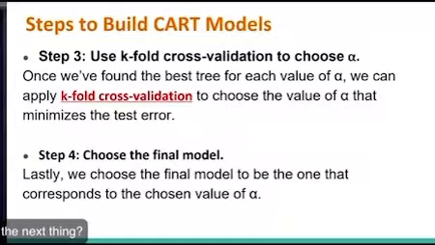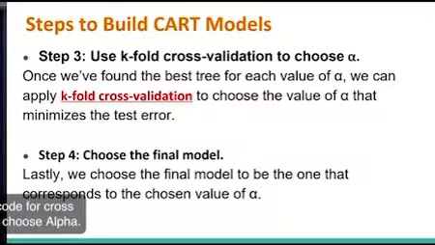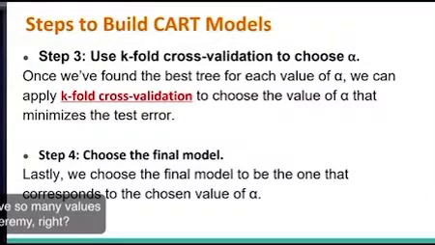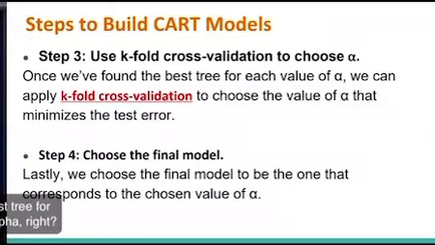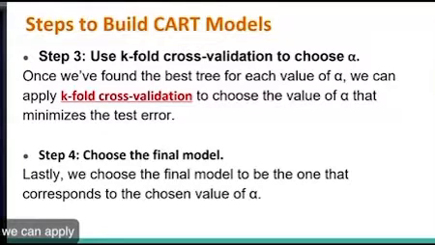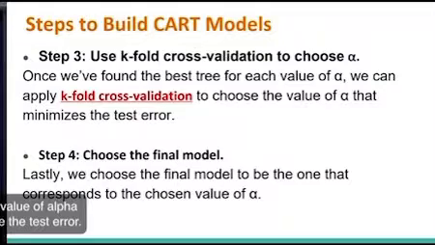Now, what is the next thing? We use cross validation to choose alpha, because we're going to have so many values of alpha. You get what I mean, right? Once we found the best tree, because you need to first find the best tree for each alpha, right? Which means there's going to be more than one alpha. Then we can apply k-fold cross validation to choose the value of alpha that minimizes the test error.